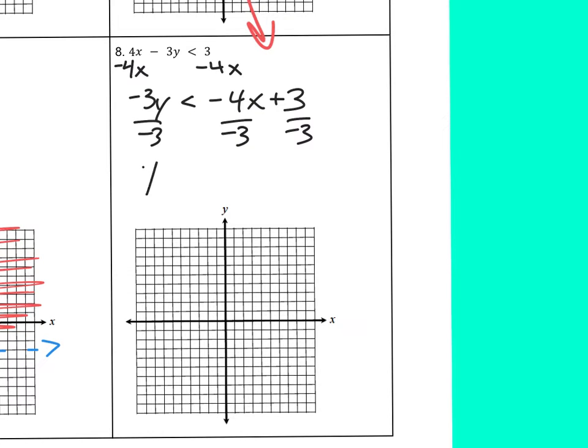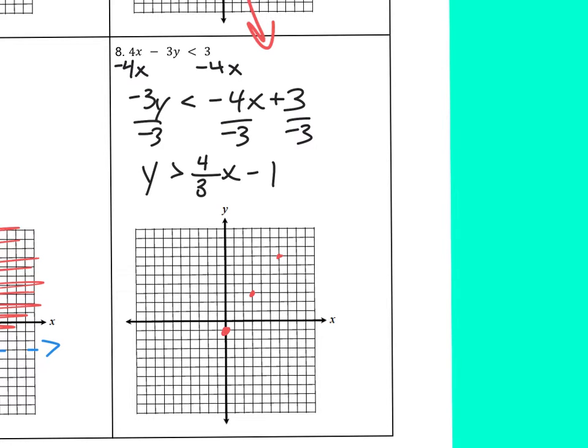Okay. So we end up with y is greater than or less than? Greater than, because it's got to flip. Negative 4 over negative 3 just becomes positive, right? And then 3 divided by negative 3. Negative 1. You're good. B value. Negative 1. And my slope. So go up 4, right 3.